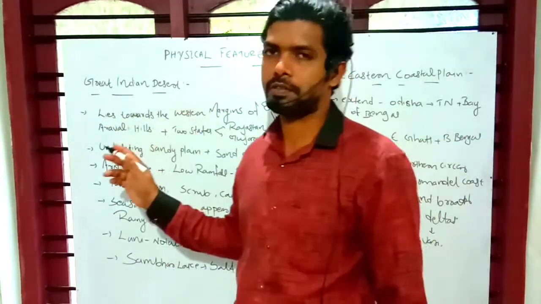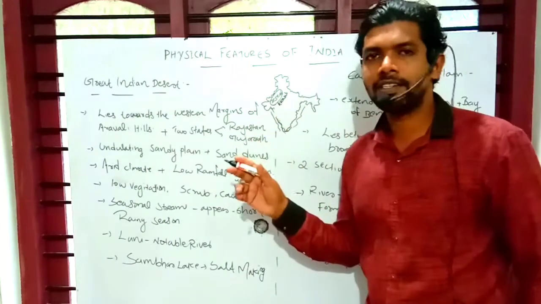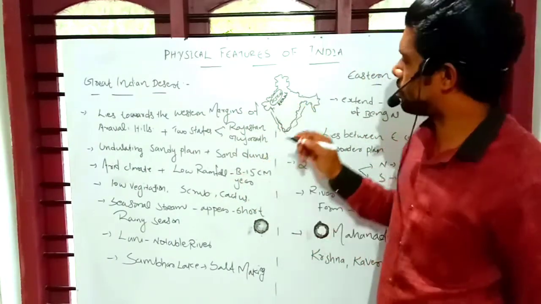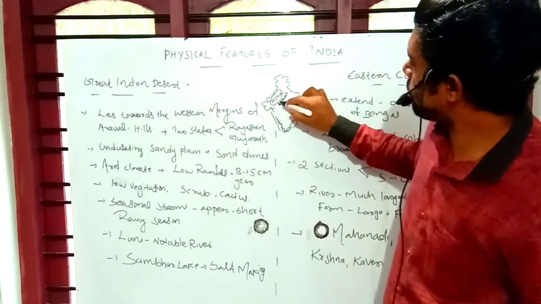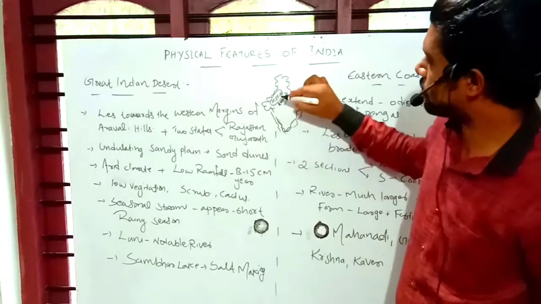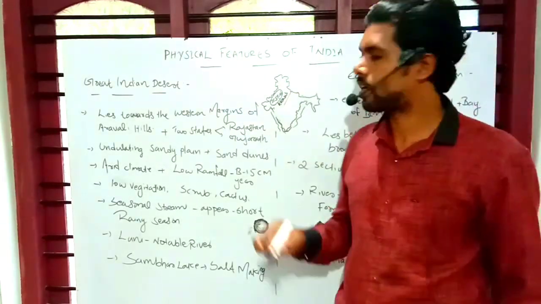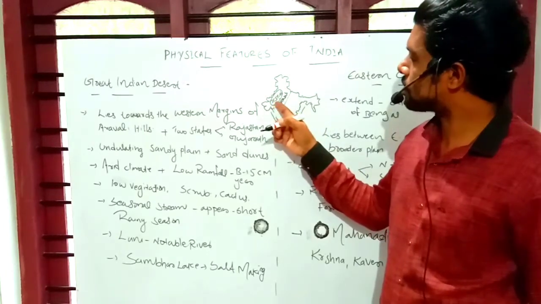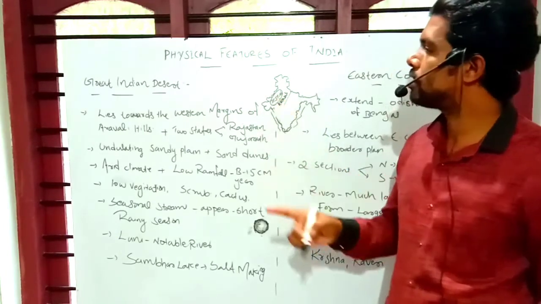The Great Indian Desert is located to the western margins of the Aravalli Hills. This is the Aravalli Hills. In the western parts of the Aravalli Hills, we can see the Great Indian Desert. That's the position of the Indian desert.